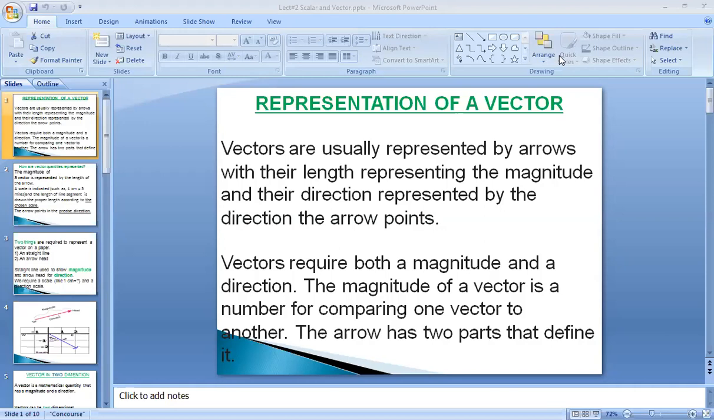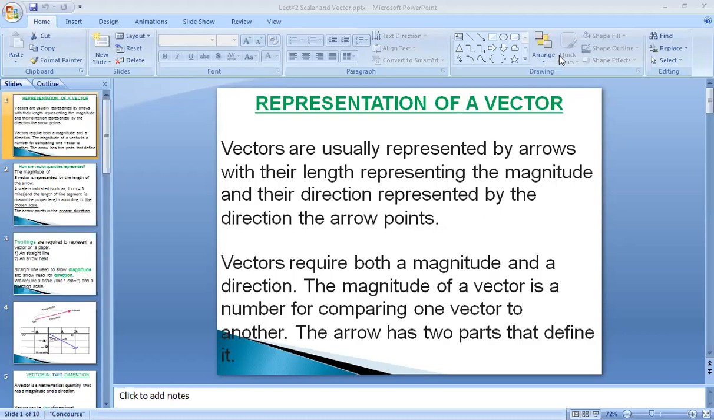How many things do we require for the representation of a vector? There are two things in a vector. Vector quantities are those quantities which consist of magnitude and direction. So from the definition, it is clear that a vector requires magnitude and direction. Therefore, to represent a vector on a paper, both will be represented by a straight line and an arrowhead.